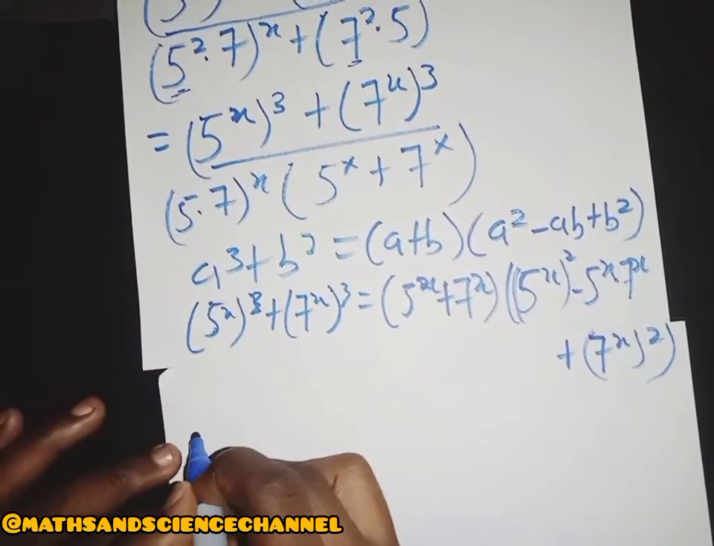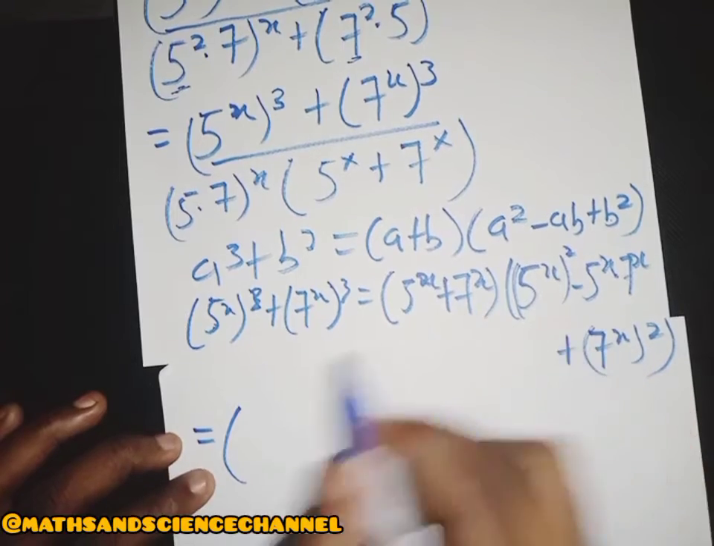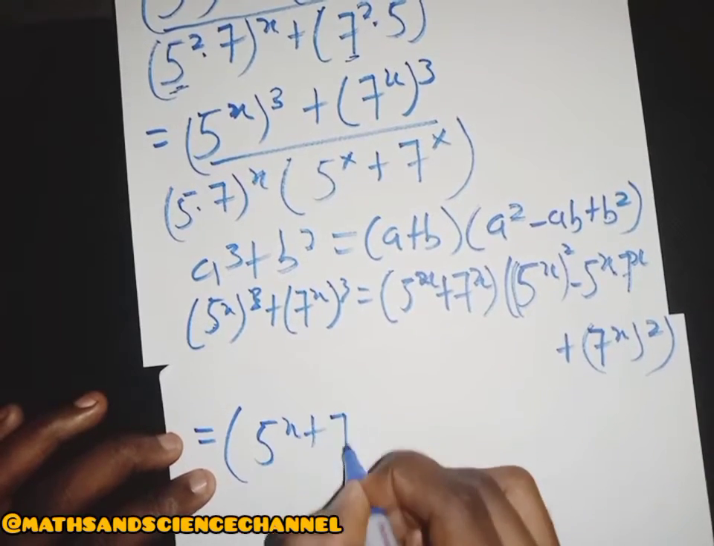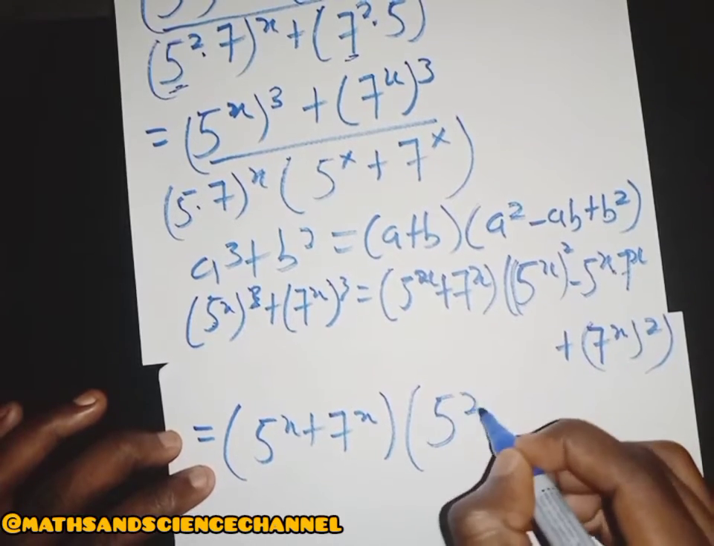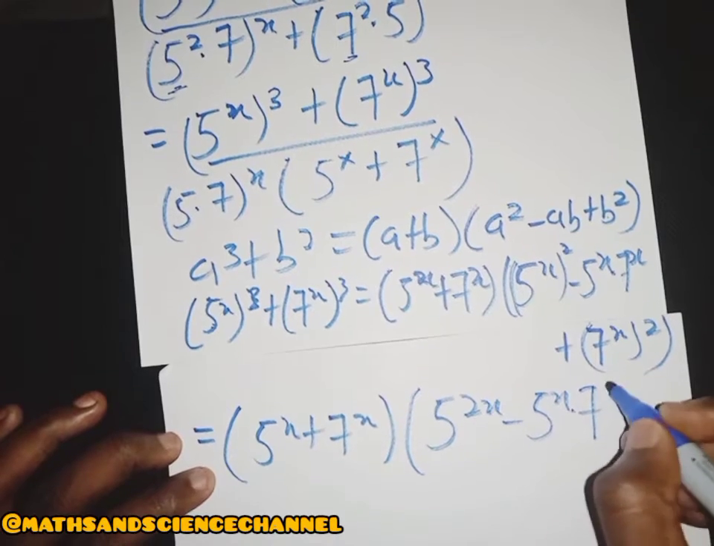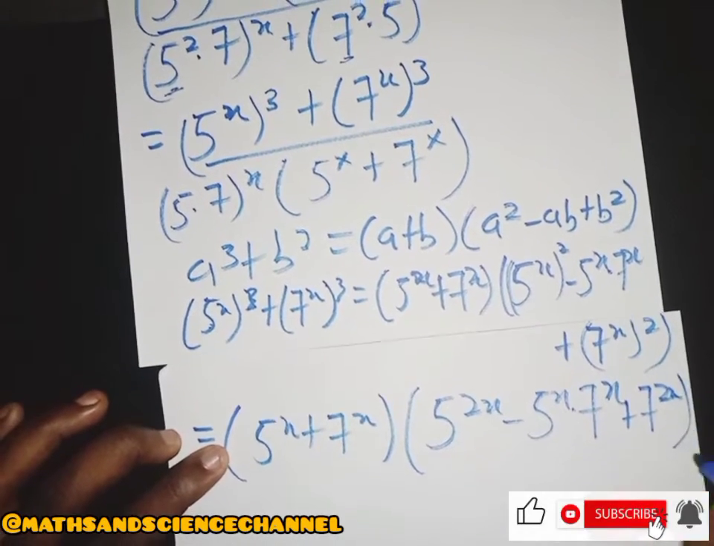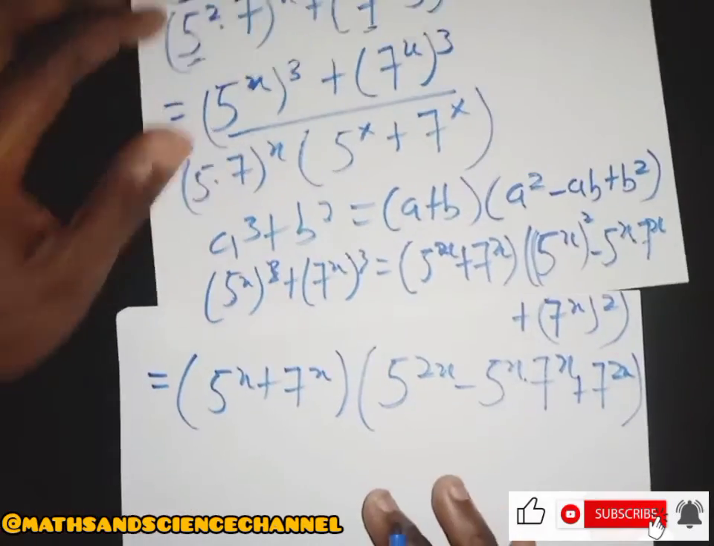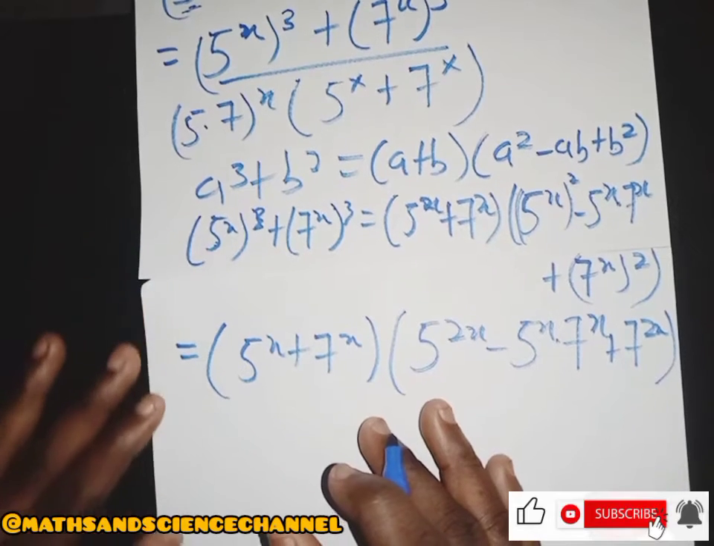So let's write it here. In this case we have 5^x plus 7^x here, then multiplied by 5 to the power 2x minus 5^x times 7^x here plus 7 to the power 2x in this case. So this is what we have for the numerator, right?